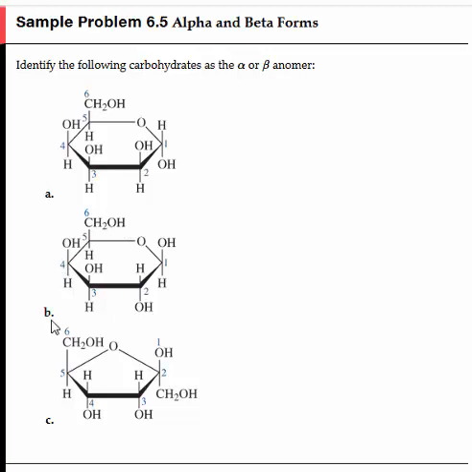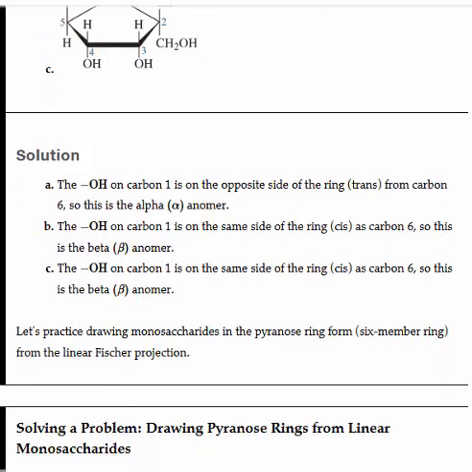If we look at C, this is our anomeric carbon, even though it's not labeled as 1. It's bonded to two oxygens, one in the ring and one in the hydroxyl. And we see that the hydroxyl group bonded to the anomeric carbon is above the ring, as is C6. So this is a beta anomer. And if we look at the solution, we'll see that the authors of the textbook came up with the same conclusion.